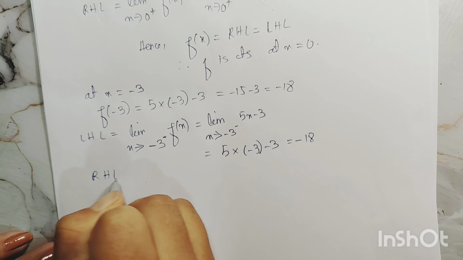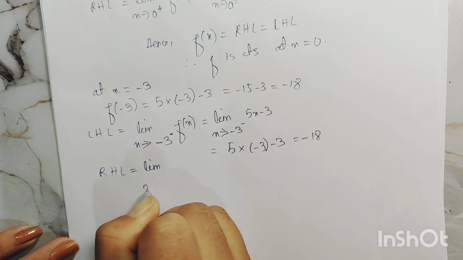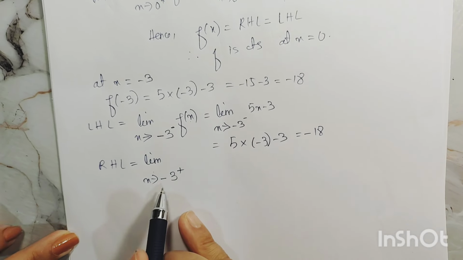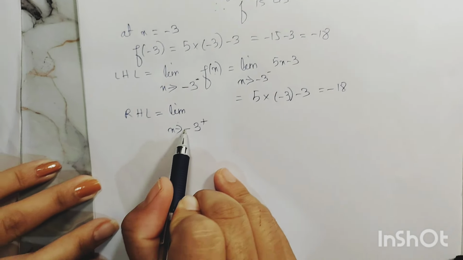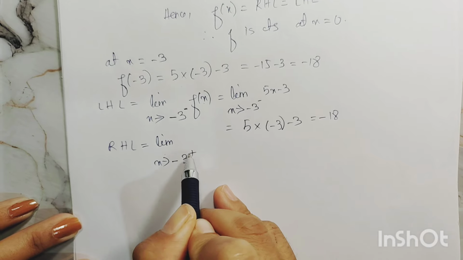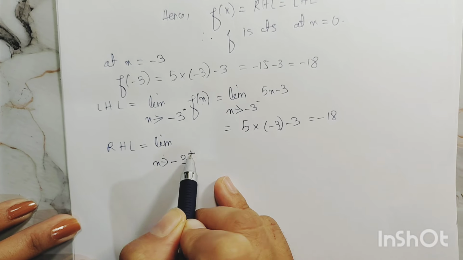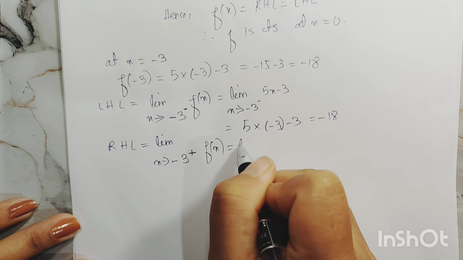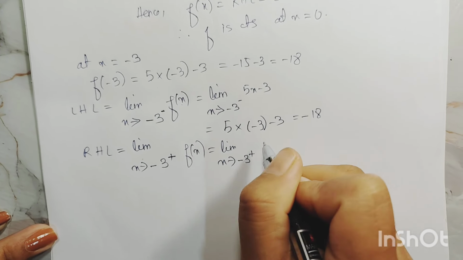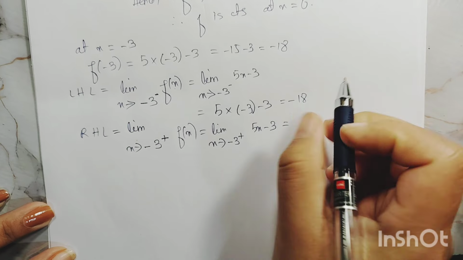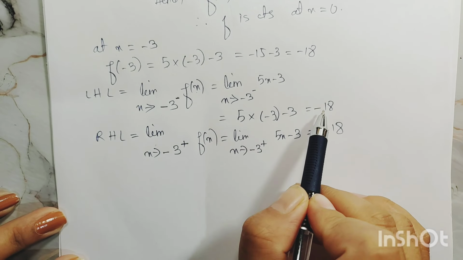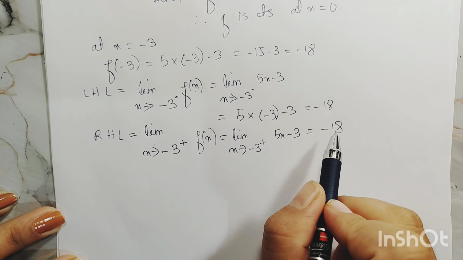Now the right hand limit equals limit of x tending to minus 3 plus. The plus sign means the x value is approaching minus 3 from the right. F of x equals limit of x tending to minus 3 of the function 5x minus 3, which equals minus 18. So the function value is minus 18, the left hand limit is minus 18, and the right hand limit is minus 18.